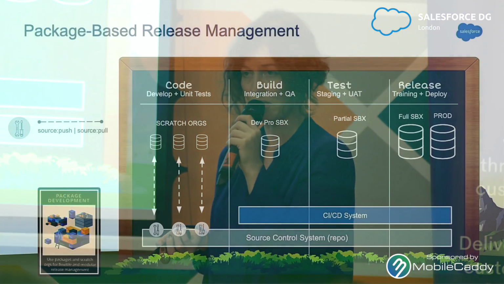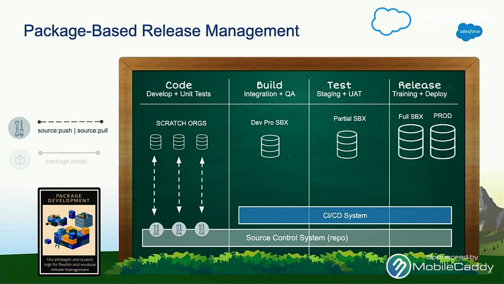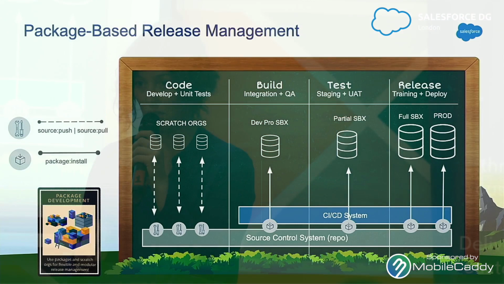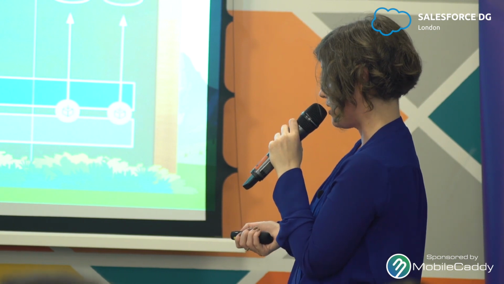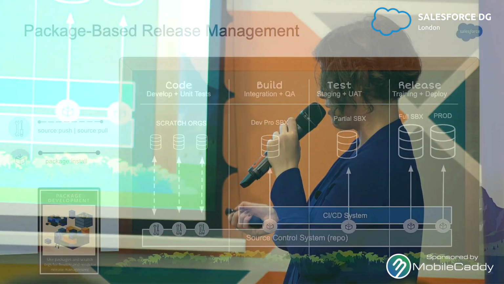And then as you move into higher orgs, and I need to update the slide because it's not exactly verbatim, but the theory is that as you move into higher orgs, more high fidelity orgs, you're not going to be doing a metadata deploy, you're going to be installing a package. You're going to have a package version created, and you will install it, and that's how you're going to keep orgs in sync.